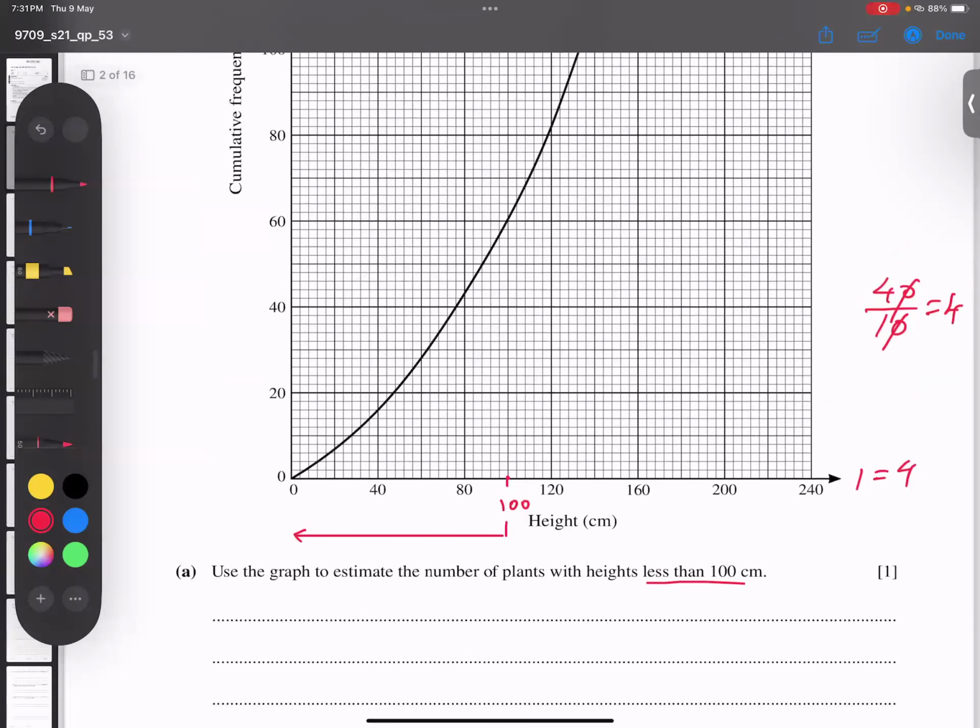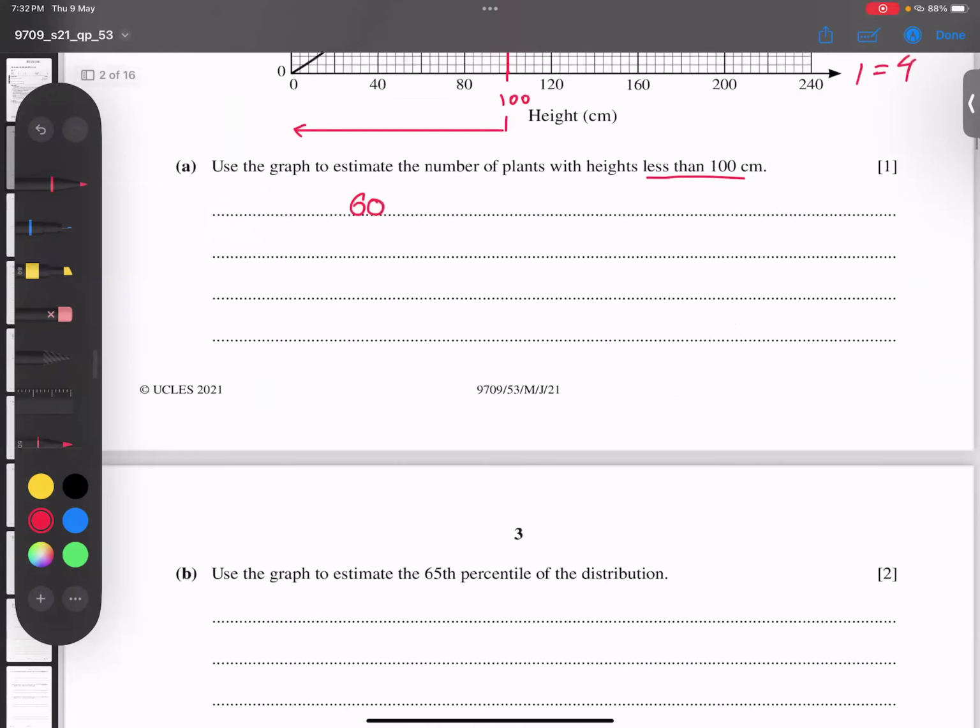So what will I do? I will take a line exactly meeting here, and this is my answer. So it means 60. He's asking for the number of plants, so the simple answer is 60 plants. Let's go to the next.